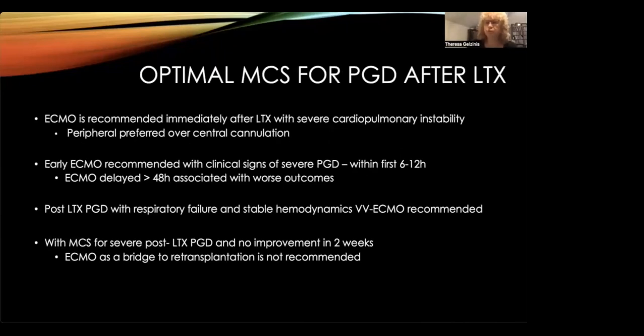Peripheral cannulation is preferred over central cannulation. Early ECMO is recommended in patients with clinical signs of severe PGD within the first 6 to 12 hours. Delaying ECMO for more than 48 hours is associated with worse outcomes. In patients with post-transplant PGD with respiratory failure and stable hemodynamics, VV ECMO is recommended.